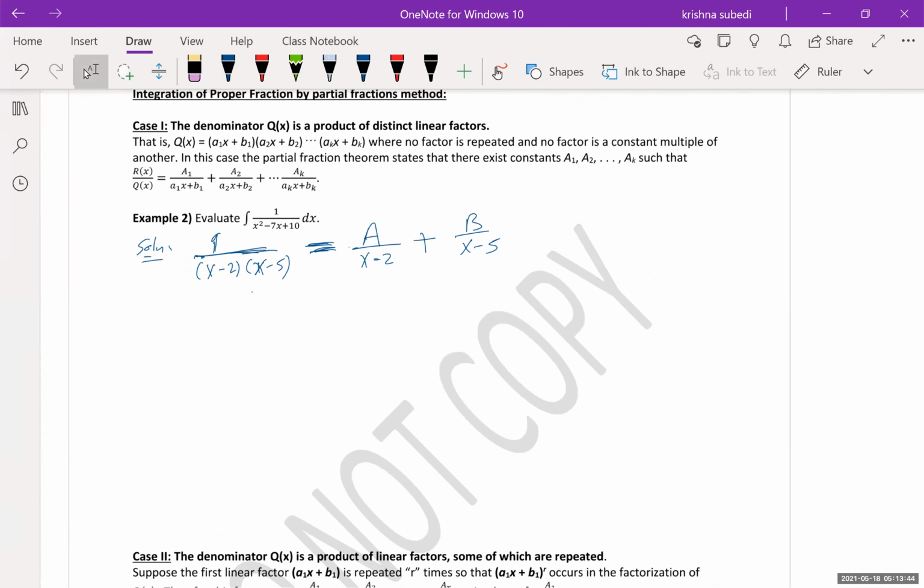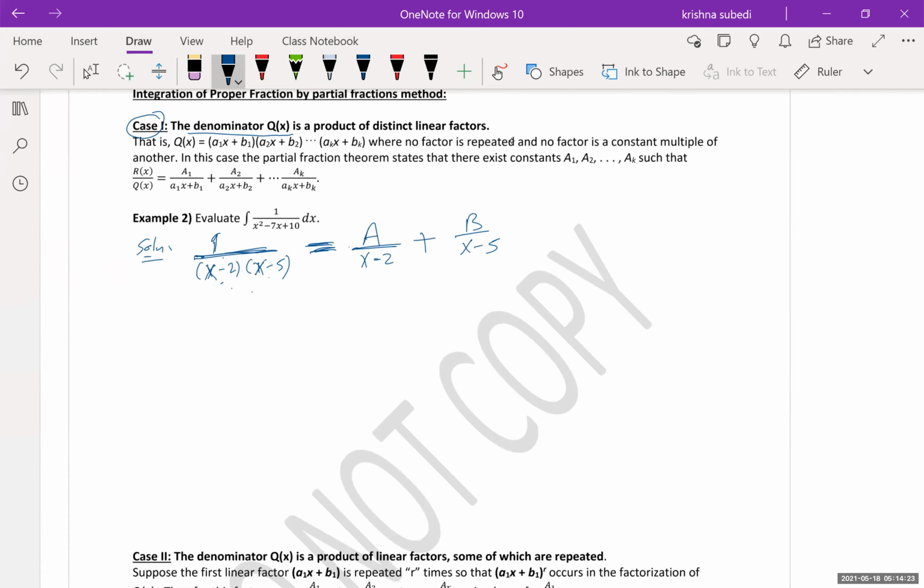There are 4 cases, guys. Case number 1 is when the denominator q(x) is a product of distinct linear factors. Both of the factors are linear, and linear means the degree is 1. If that is the case, you always write it in this form: A divided by one factor, plus B divided by the second factor. And now your job is to figure out the value of a and b.